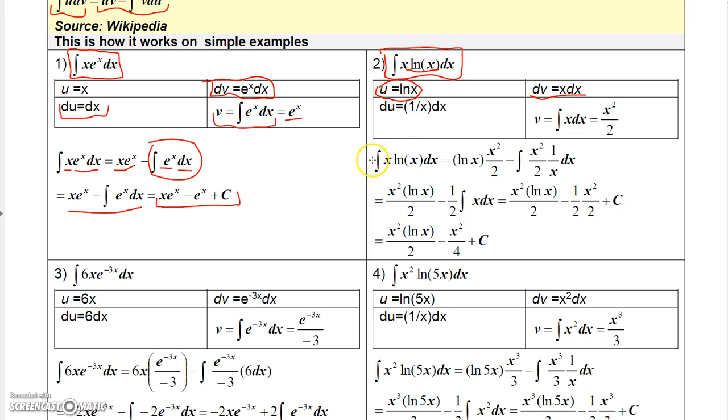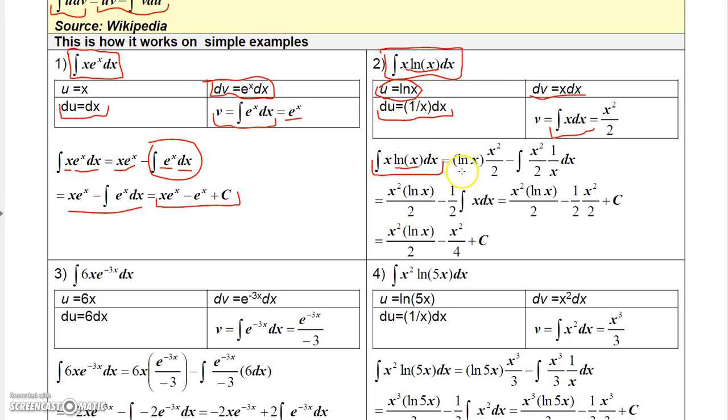So therefore, this can be u times dv, where the x dx is the dv. Now, from u I can get du. We know how to take the derivative of natural log of x. It's just 1 over x. So du would be 1 over x dx. And then when I integrate this, we know how to integrate x. It's just x squared over 2.